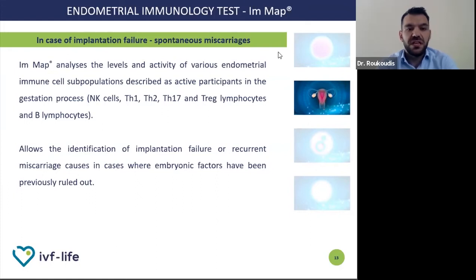With this EMAP test, we are capable of seeing if the immune system of the mother is working properly, and this allows us to investigate what's the reason for the miscarriages. As I said before, that's a very important test, especially if you have experienced a miscarriage or several miscarriages.